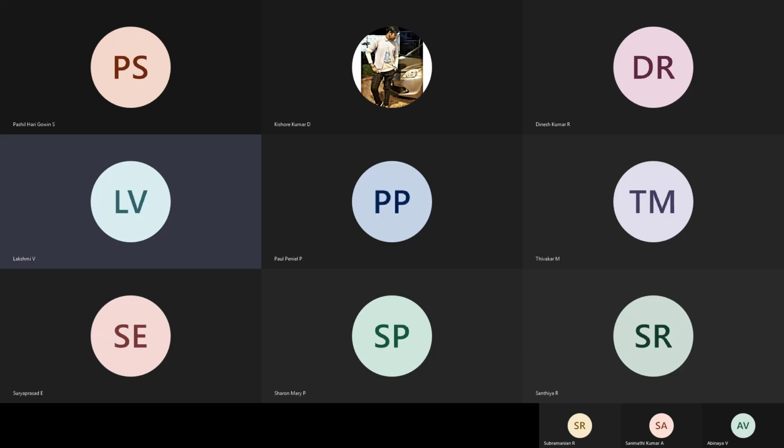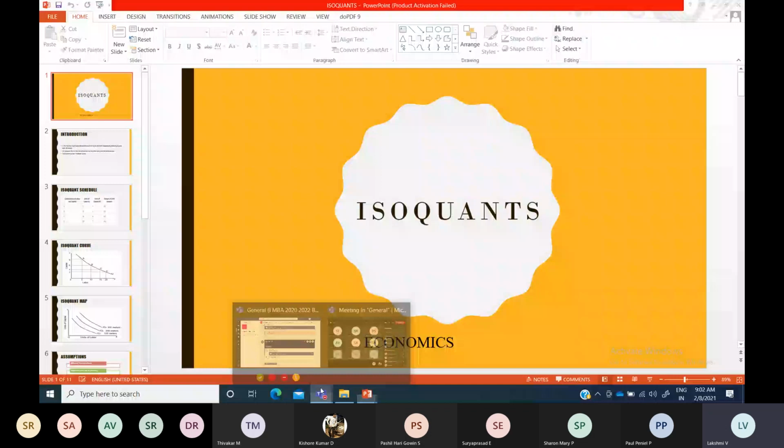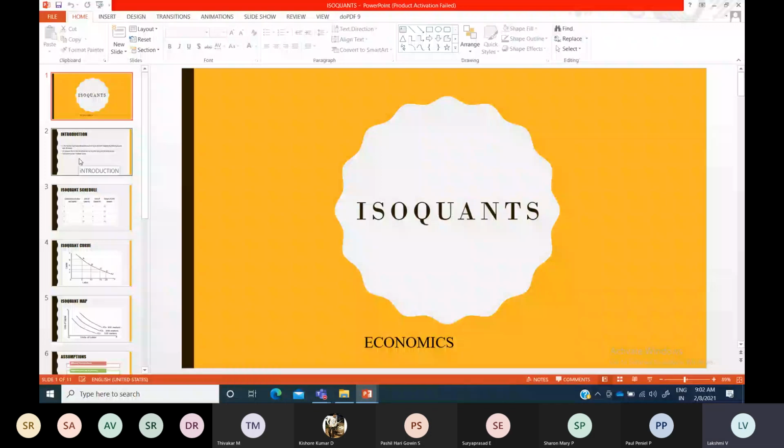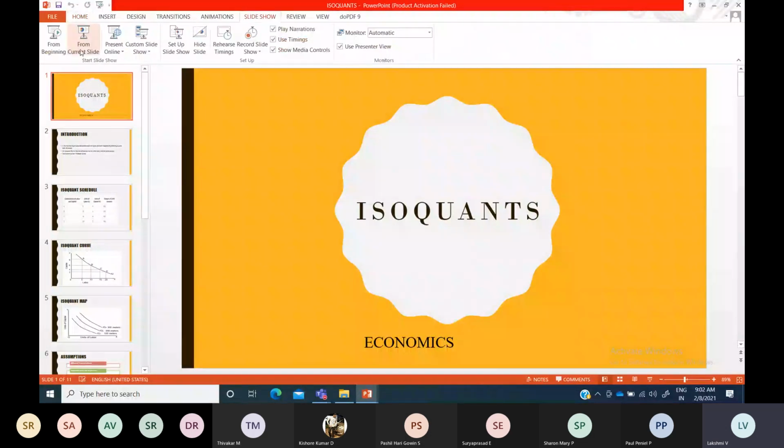We were discussing isoquants. So what is meant by isoquant? It is similar to that of the indifference curve.